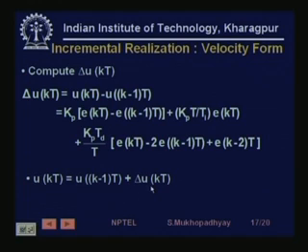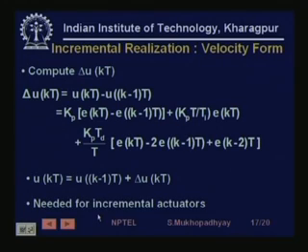And then finally, we cannot go to the plant with delta u, we have to give u. So we simply add u((k-1)T) to the delta u(kT) we have computed. There are also some kinds of actuators, let us say step motors, where the actuator itself integrates the output. So this summation you need not give, you just keep on giving the delta u's, and the actuator will gradually move and continuously add it. So in position control using a stepper motor, it is very convenient to give the delta u's. In fact, it is the delta u's which have to be given, and therefore the PID control has to be implemented in this form.